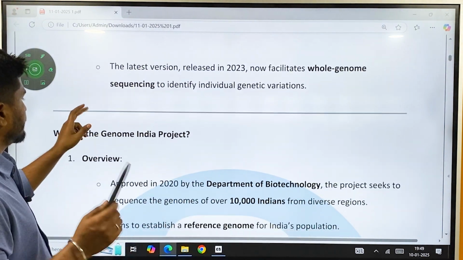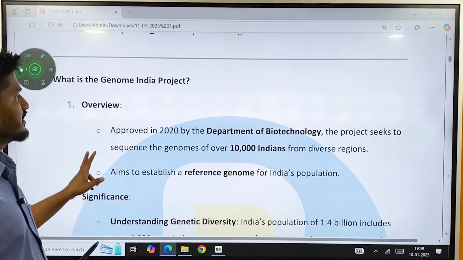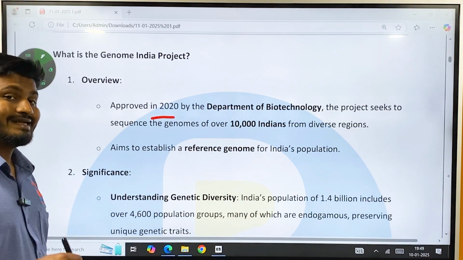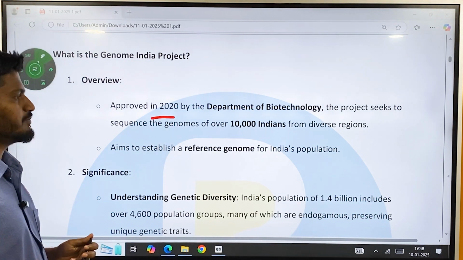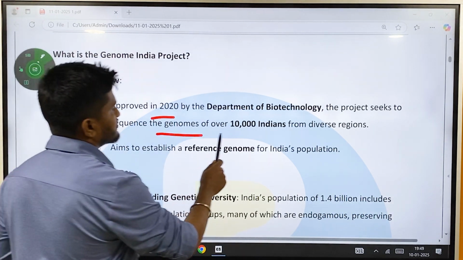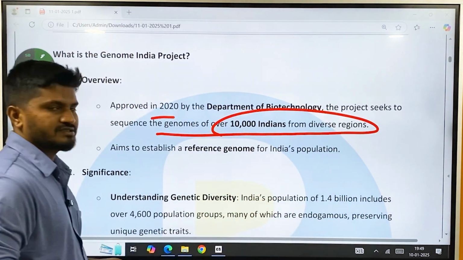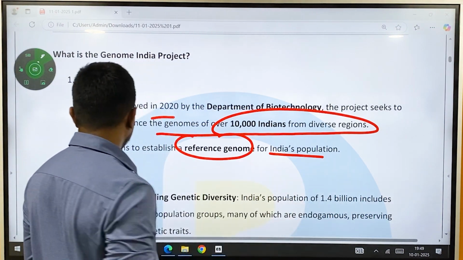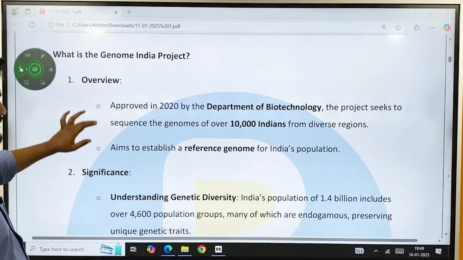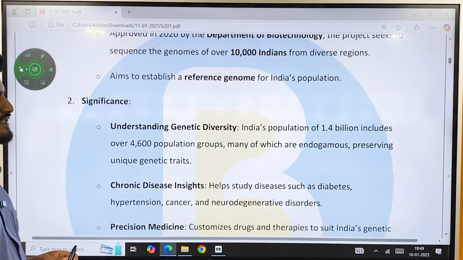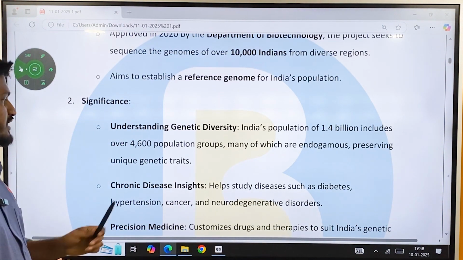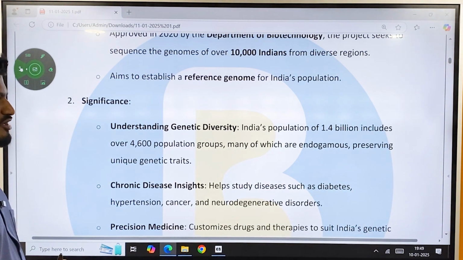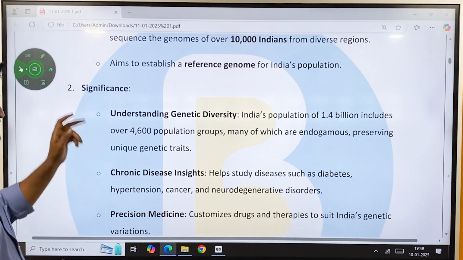So at the Indian level, there is Genome India project. It was approved in 2020 by the Department of Biotechnology. The project seeks to sequence the genomes of over 10,000 Indians from diverse regions. It aims to establish a reference genome for India's population. Significance is that understanding the genetic diversity, meaning India's population of 1.4 billion includes around 4,600 population groups, many of which are endogamous, preserving unique genetic traits.